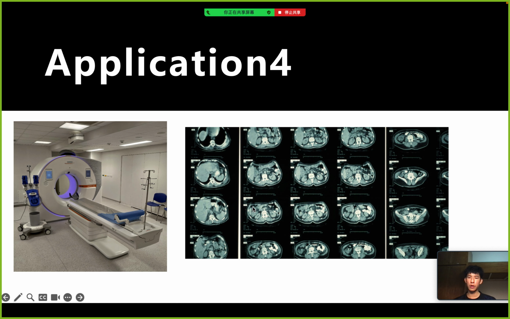And application 4 is the thing that we are familiar with, everybody must have known this one. It's CT imaging, known as computed tomography.